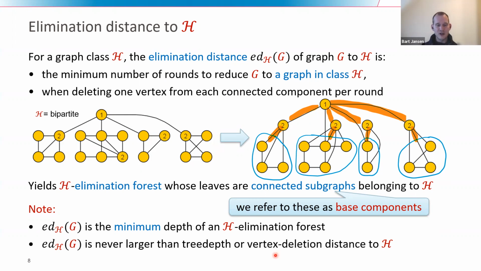And it's also never larger than the number of vertex deletions you would have to do to get to H. Because if you know a set of vertices whose removal gets you a graph in H, then removing all of them in one round each ends up with your target class. So this is a parameter that is not larger than the optimal solution value of your deletion problem, and also not larger than this measure of star likeness captured in treedepth.